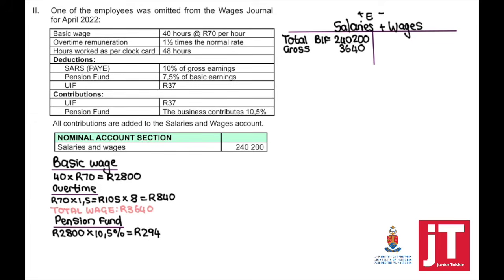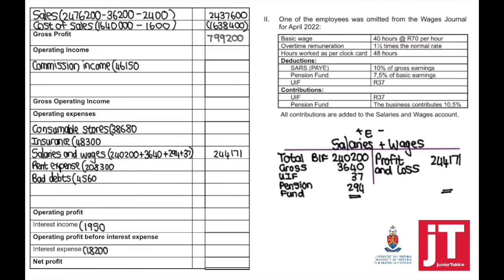So starting with the salaries and wages, the gross wage will be added because it was omitted, so it will be added to the salaries and wages account. UIF, again, the instruction says all contributions must be added to the salaries and wages, so UIF will be added, 37, and the pension fund 294. In my income statement, we're going to have salaries and wages plus the gross plus pension fund plus the UIF. There are no other adjustments with regards to the salaries and wages, so we can close the bracket and add the total. So we do it at the same time.